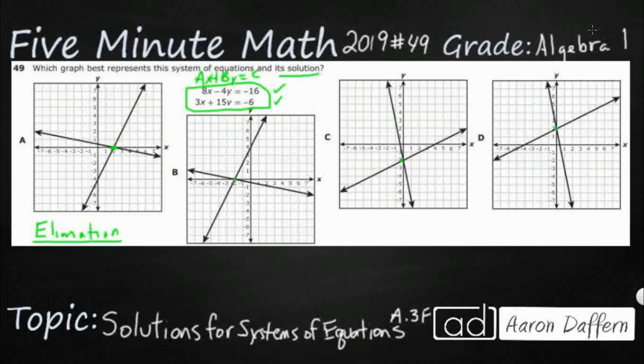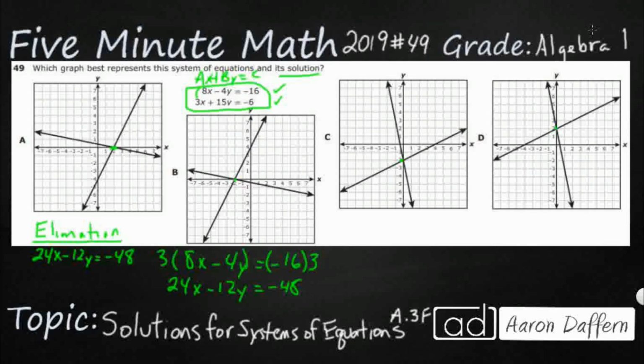So what I'm going to do is multiply this first one, right? This 8x minus 4y equals negative 16. I'm going to try to get rid of that x. Watch what I'm going to do. I'm going to multiply both sides by 3 because I want to get that 8x into a 24x. Okay, so that's going to be 24x minus 12y equals negative 48. So I'm going to put that right here. 24x minus 12y equals negative 48.